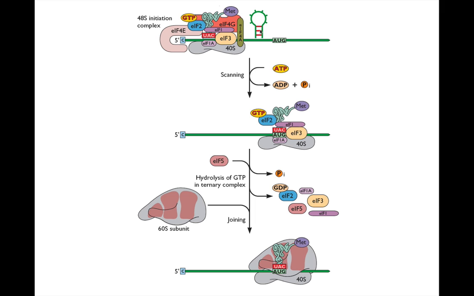Now, this helicase is only good up to a certain point. If these structures are very, very stable, it can't melt them. And then translation is inhibited. But in general, the amount of secondary structure can serve as a regulator for how efficient the mRNA is translated. And that's because the secondary structure can regulate the transit of ribosomes to the initiation codon.